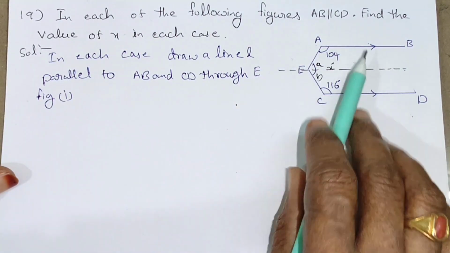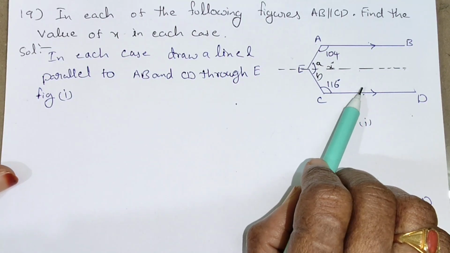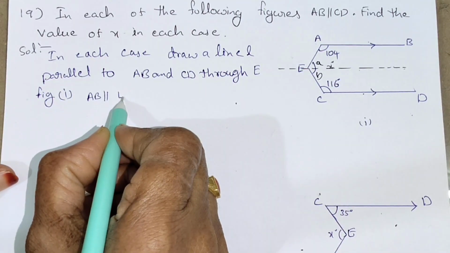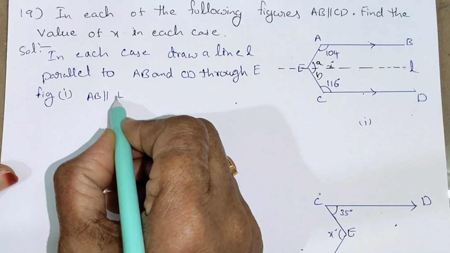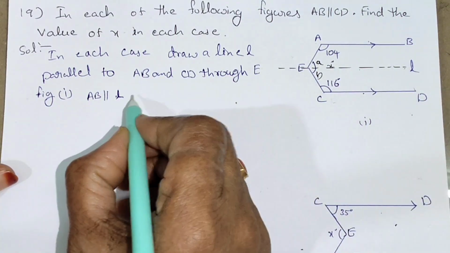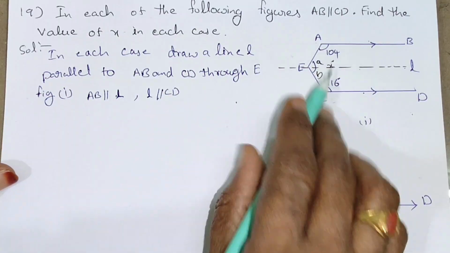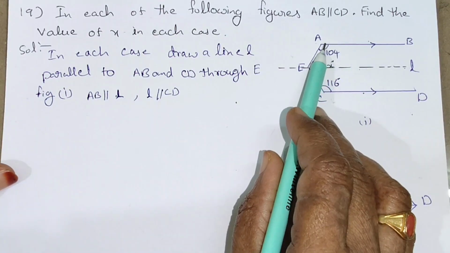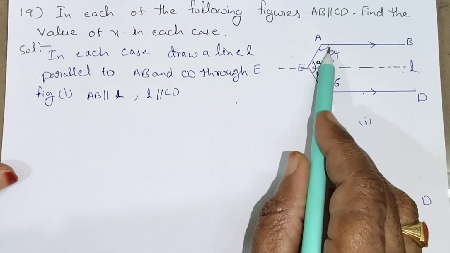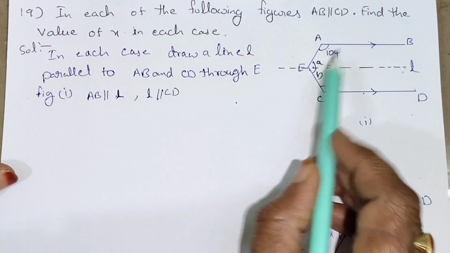In figure 1, these three are the parallel lines. AB is parallel to line L, and we write L. Next, L is parallel to CD. So these are the parallel lines. First we take AB parallel to EL. Here these two are the interior angles, so the sum is equal to 180.